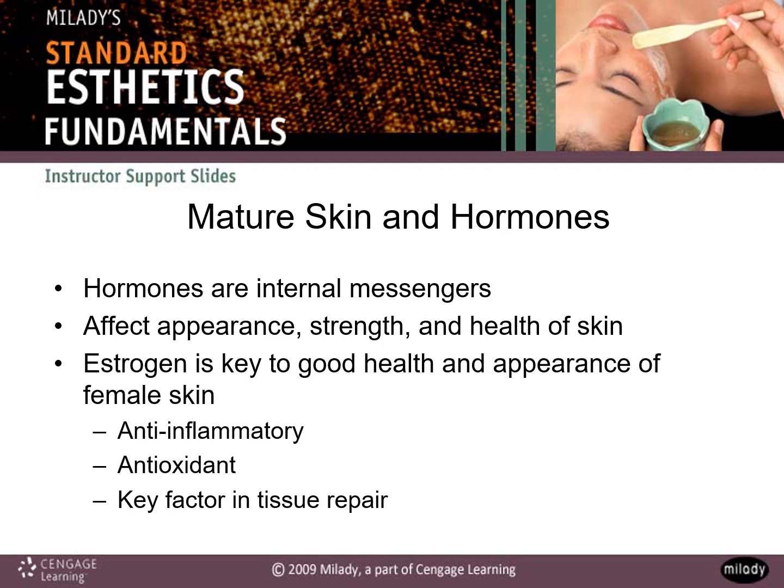Mature skin and hormones. Hormones are internal messengers to our body. They affect the appearance of our skin, our strength, and health of our skin and our body. Estrogen is key to good health and appearance of female skin. It is anti-inflammatory. It is a great antioxidant, and it is a key factor in tissue repair.